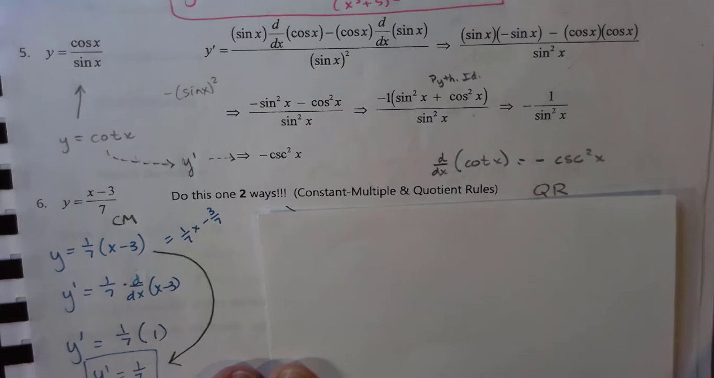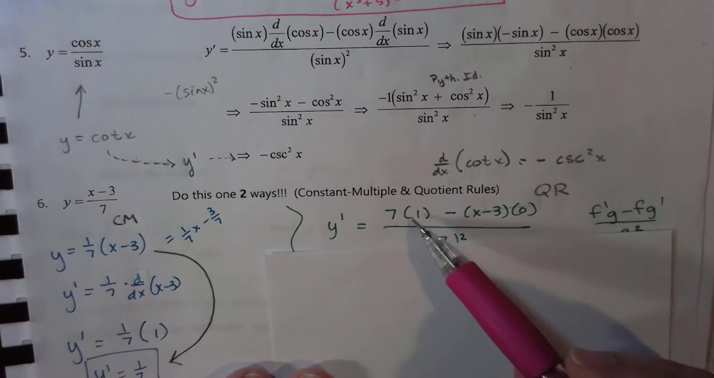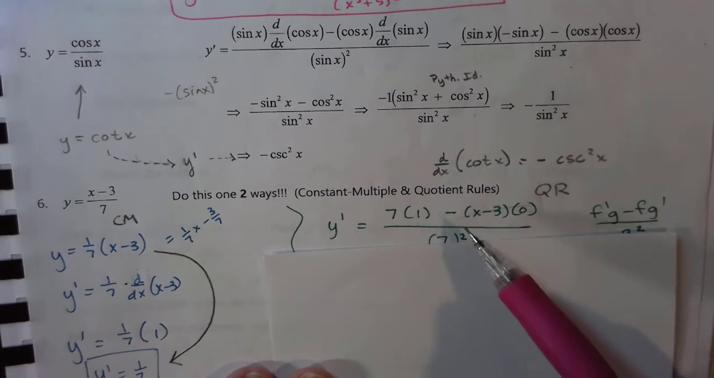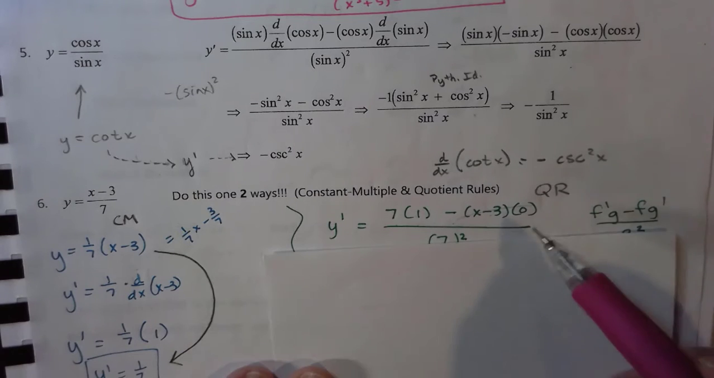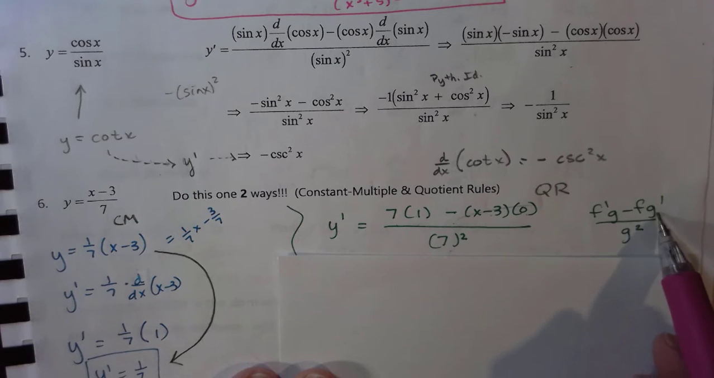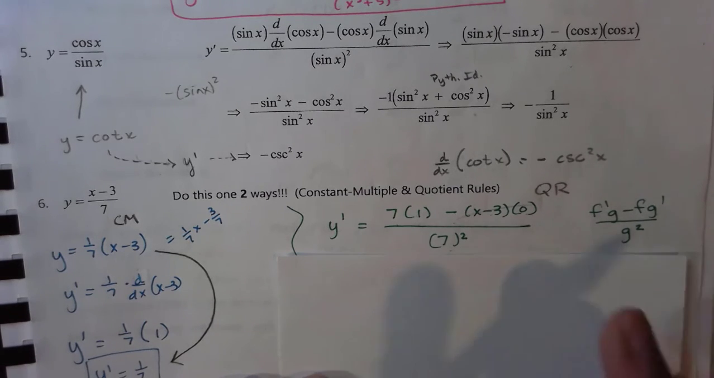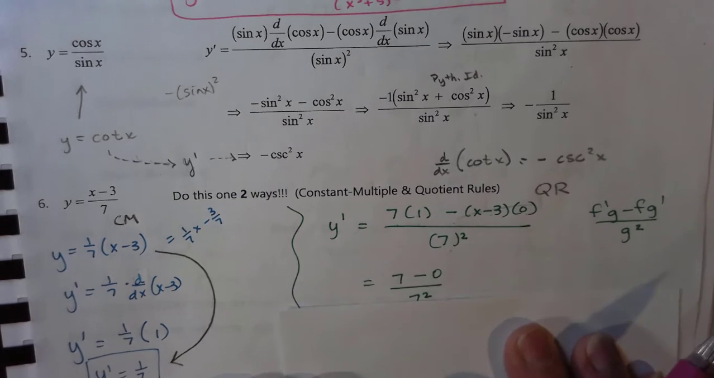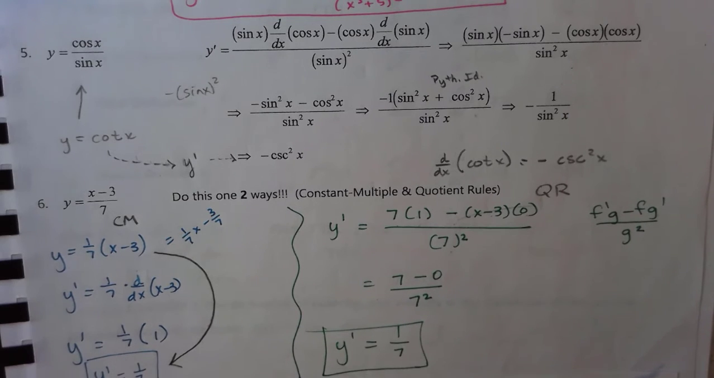Now the other way would be to use our quotient rule. So our quotient rule would be low times the derivative of the top, which is 1, minus the top times the derivative of our denominator, which is a constant. So derivative of constant is 0, over low, low, 7 squared. So f prime g minus f g prime over g squared. And we can see that this will cancel out. We get 7 over 7 squared, which still is 1/7.